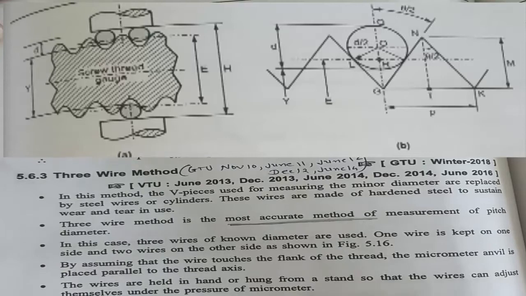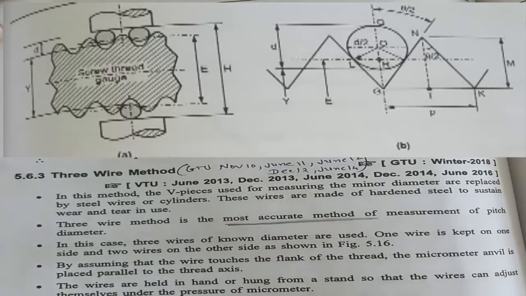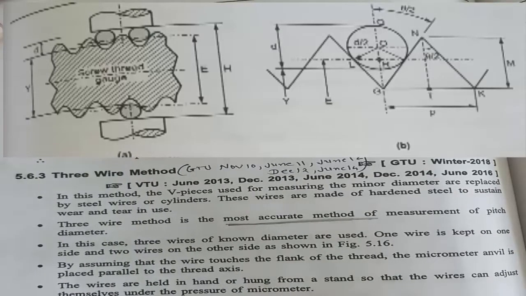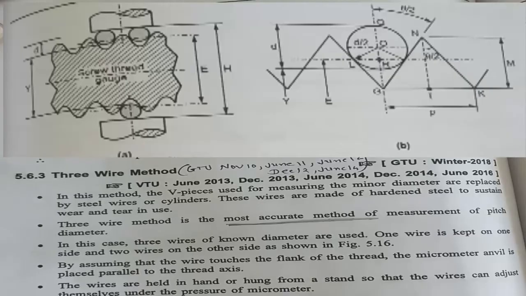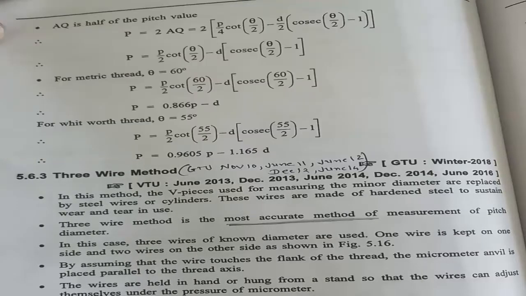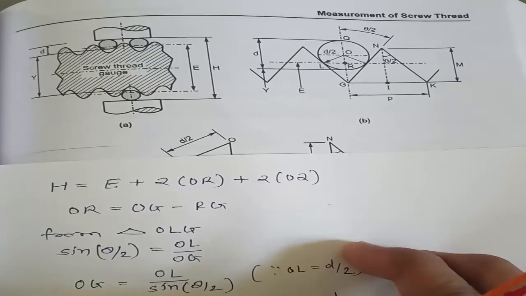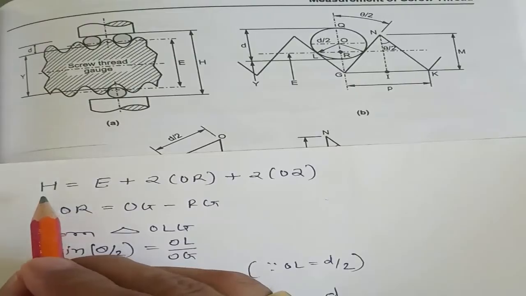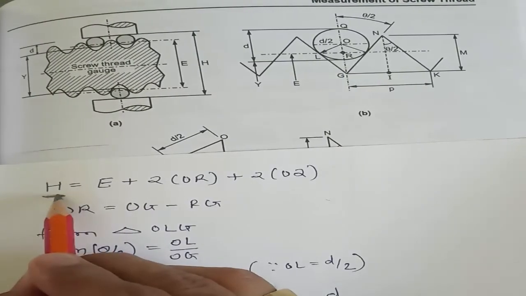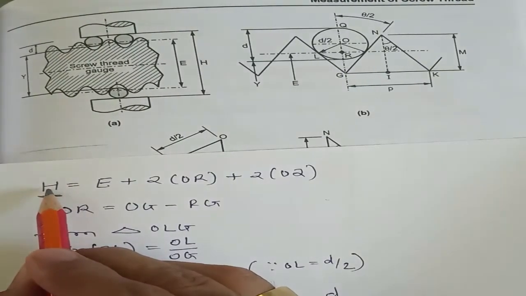Now, as shown in the figure, D is the diameter of the wire, E is the effective or pitch diameter of the screw thread, H is the diameter over the wire, Y is the diameter under the wire, and small p is the pitch of the thread. First of all, we have to find H, the diameter over the wire.